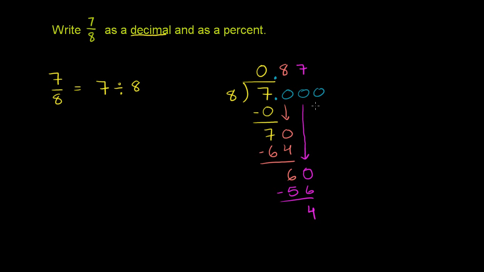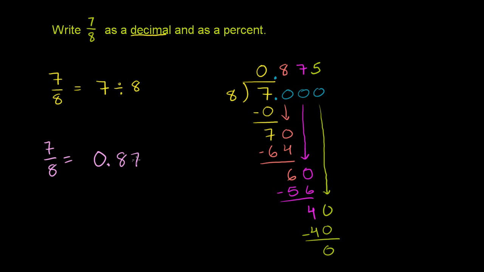So we still have a remainder, so let's keep bringing down some zeros. So let's bring this 0 down here. And 8 goes into 40 how many times? Well, 8 times 5 is 40. So it goes in nice and evenly. 5 times 8 is 40. Subtract, no remainder. So as a decimal, we just figured out that 7/8, which is equal to 7 divided by 8, is exactly 0.875.